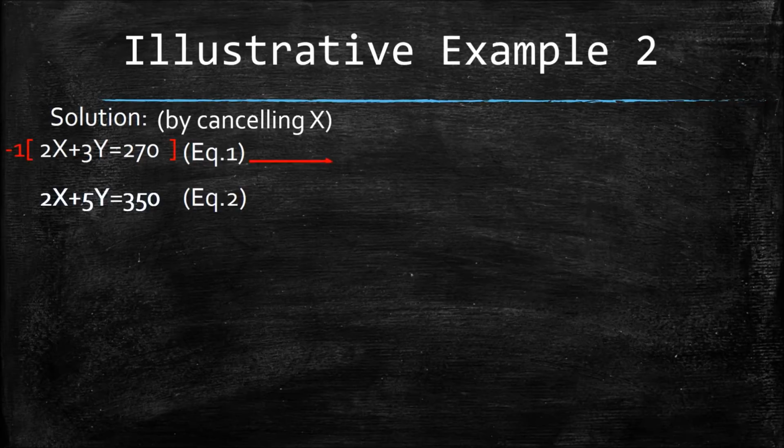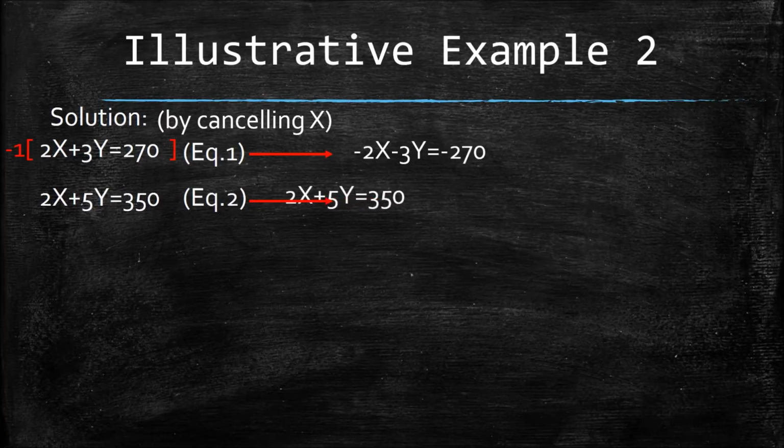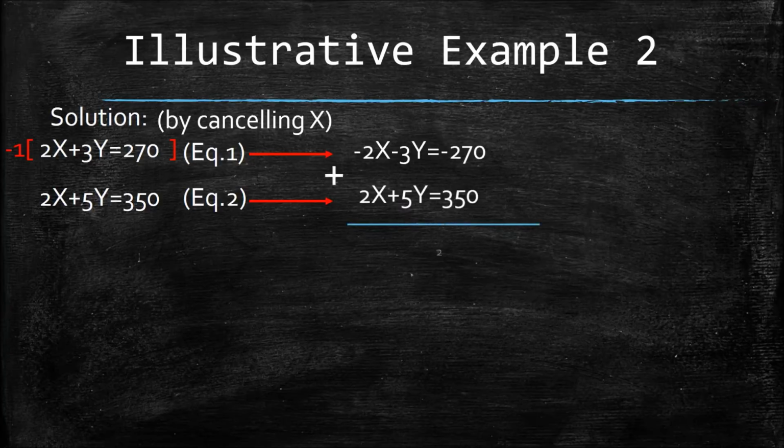and that will mean negative 2x minus 3y is equal to negative 270. And let's copy equation 2. Now we are ready to add equation 1 and equation 2. We get 2y is equal to 80. To get y, let's divide both sides of equation 3 by 2.